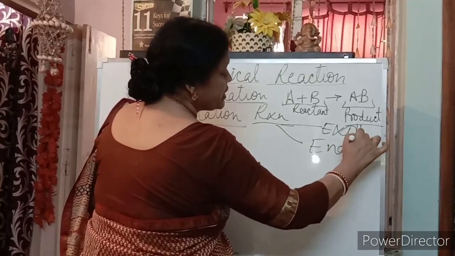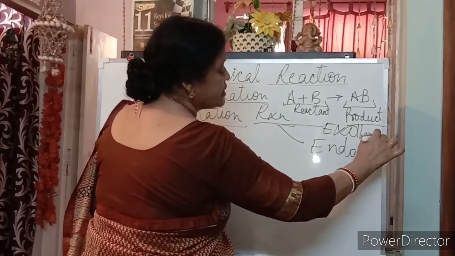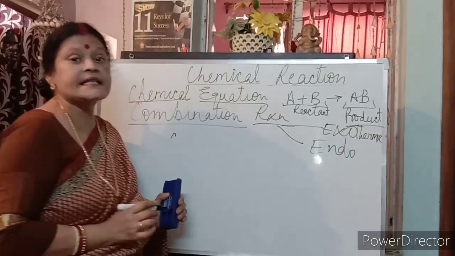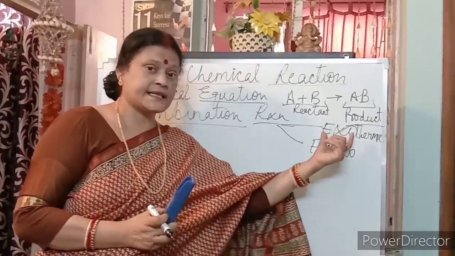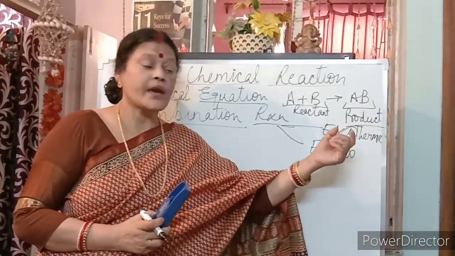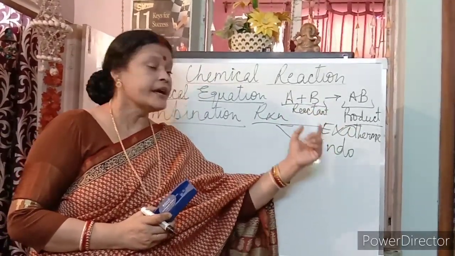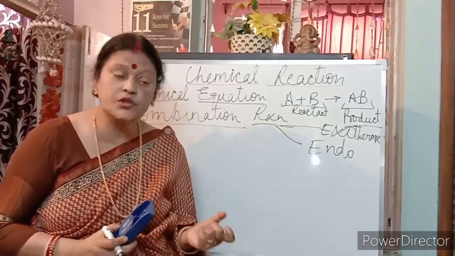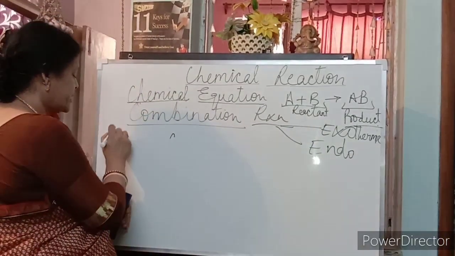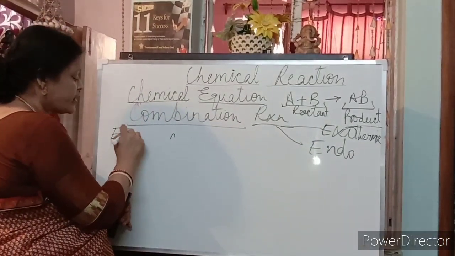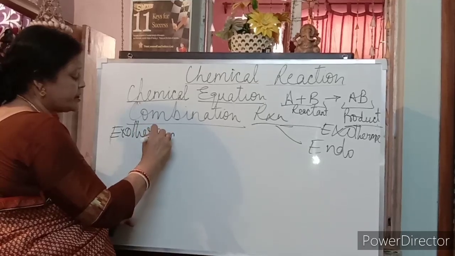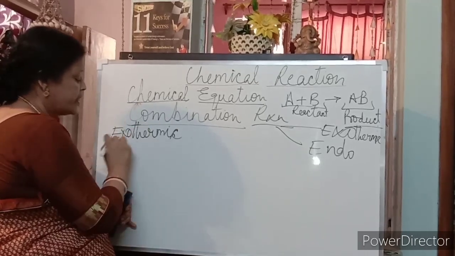Now, what is the meaning of exothermic reaction? In which the heat is released. Exo means exit, thermal means heat. So exothermic is the one in which heat is released, and endothermic is the one in which heat is absorbed. First, we will cover the exothermic reaction. In which the heat is released.